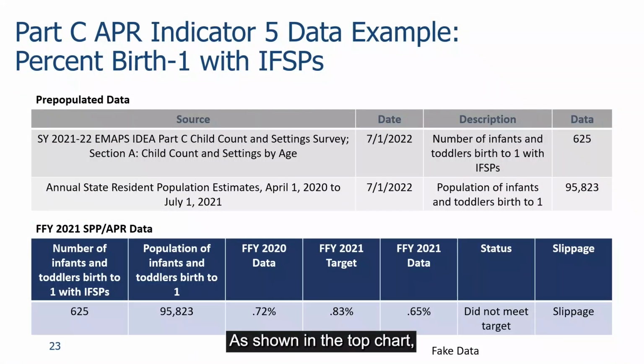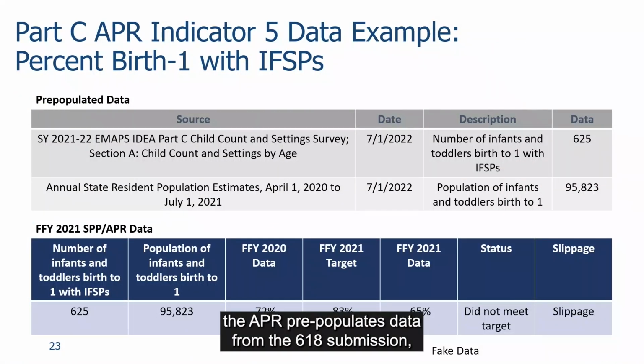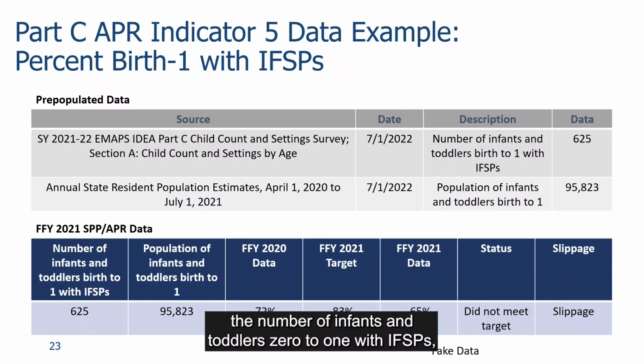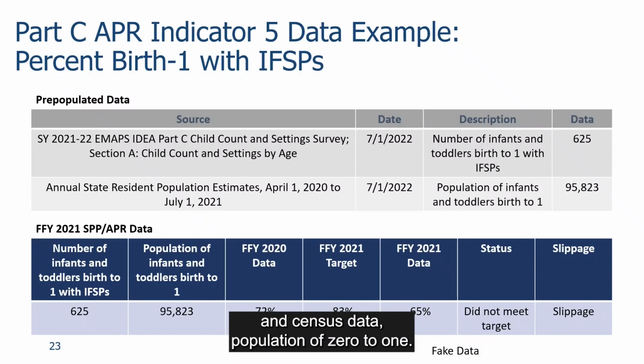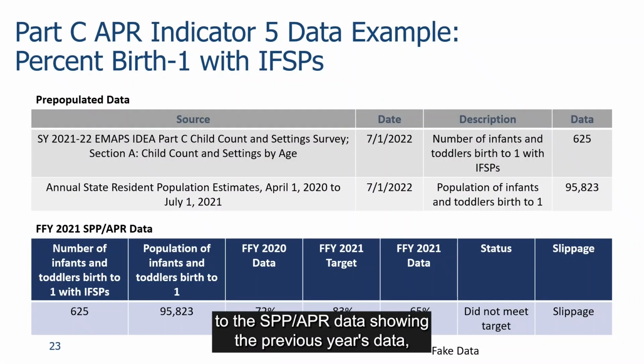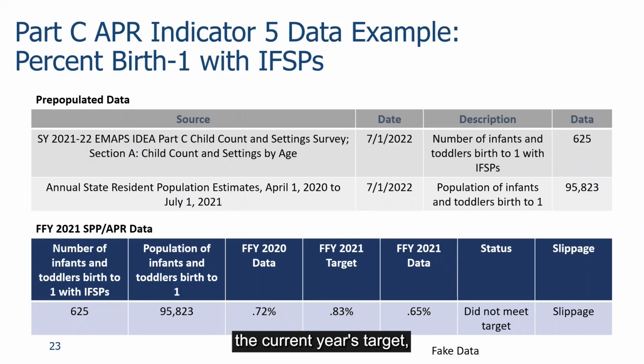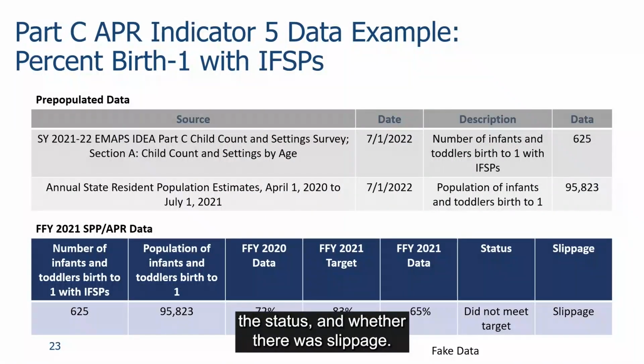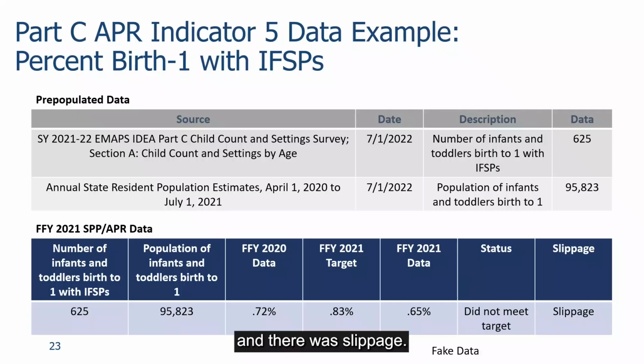As shown in the top chart, the APR pre-populates data from the 618 submission, the number of infants and toddlers 0 to 1 with IFSPs, and census data, population of 0 to 1. The bottom chart carries those numbers down to the SPP APR data, showing the previous year's data, the current year's target, and the current year's data, the status, and whether there was slippage. In this example, the state did not meet their target and there was slippage.